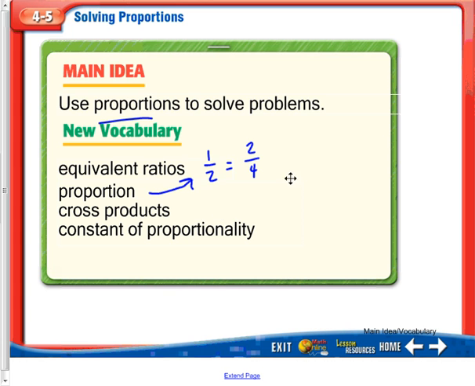Cross products is what we're going to be using to solve proportions, and we're going to actually cross multiply and then divide as we get into that further. And then the constant of proportionality, here the constant was 2. If we multiply by 2, whatever you do to the top, you have to do the bottom. So the constant of proportionality in this example was multiplying by 2.